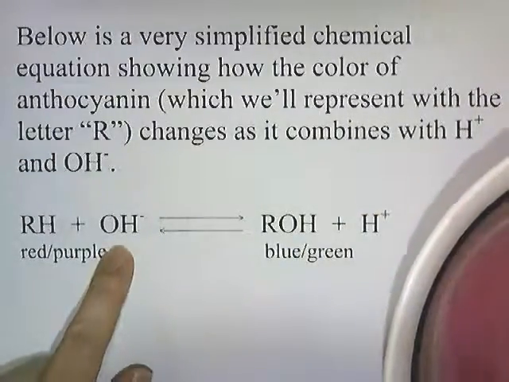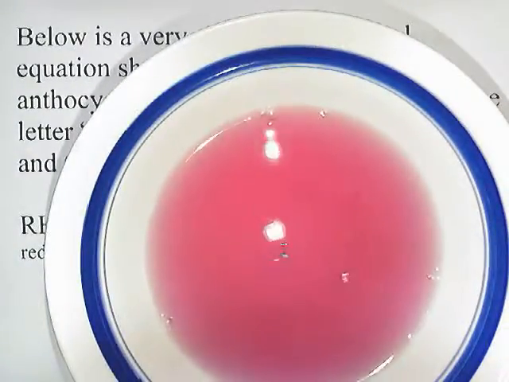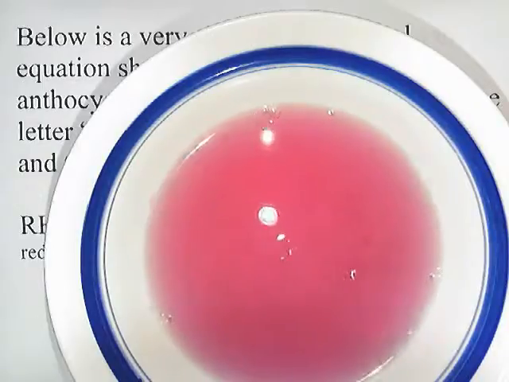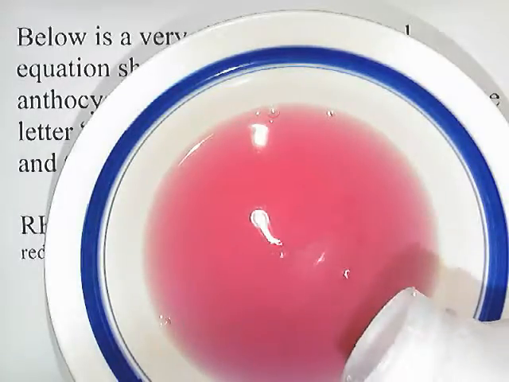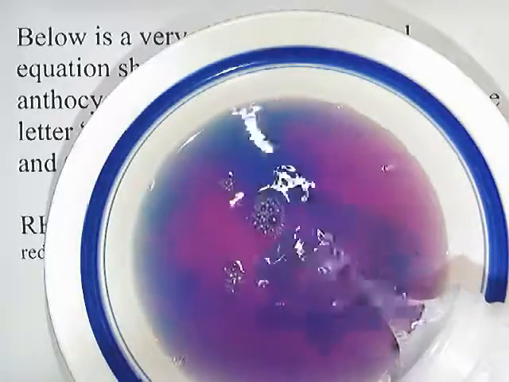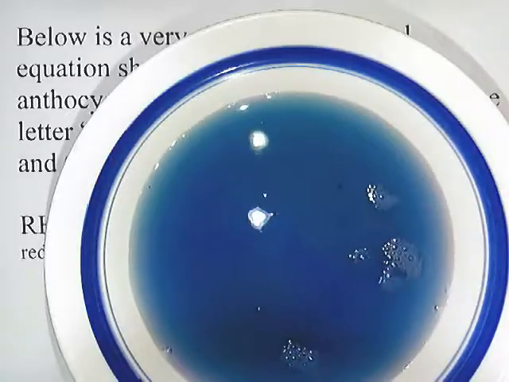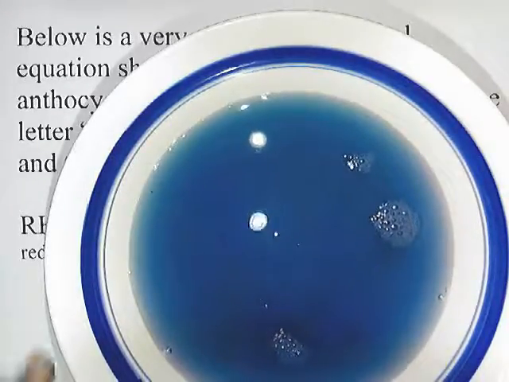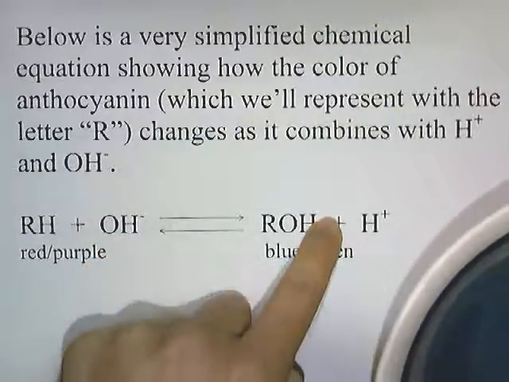And one way to increase the amount of OH is to add ammonia. So let me get some ammonia. Okay. And I'm increasing the amount of, here we go. Pretty neat, huh? So when I increased the amount of OH, the equilibrium shifted back to a blue-green color.